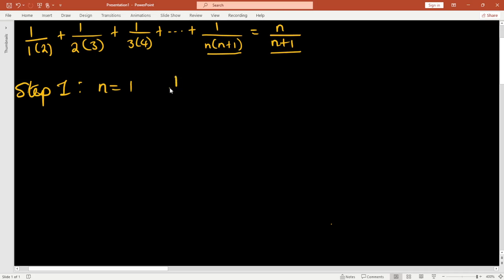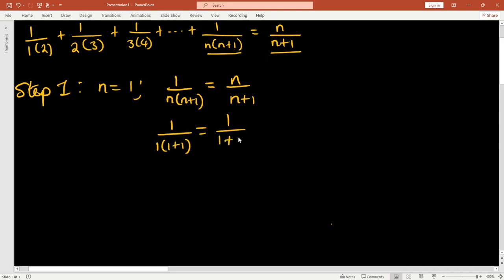So we're going to have 1 over n(n plus 1) is equal to n over n plus 1. Now where there's n, we substitute the 1. We're going to have 1 divided by 1(1 plus 1) equal to 1 divided by 1 plus 1. So 1 plus 1 is 2, multiplied by 1, we have 2. So we're going to have 1 over 2 equal to 1 over 2. Therefore, the statement is true for n equal to 1.